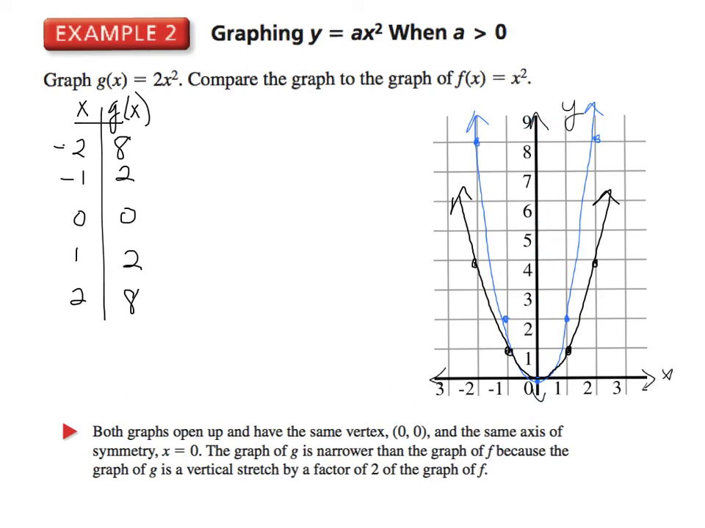However, this graph, the blue graph, is narrower because it's been stretched vertically. Notice right here, this coefficient is 2x squared. Because that number is greater than 1, this is going to be vertically stretched. And what is it vertically stretched by? A factor of 2.